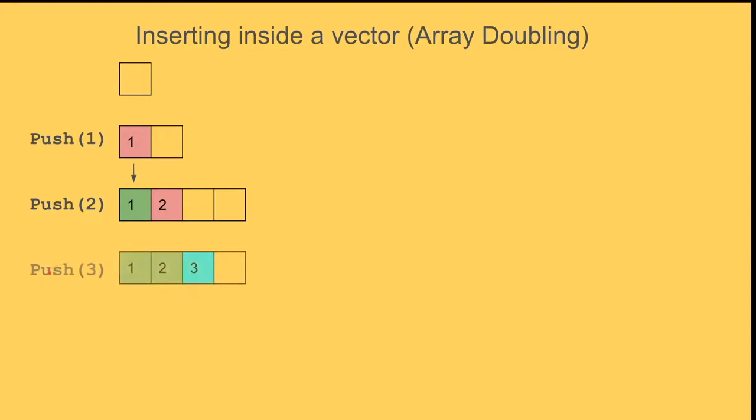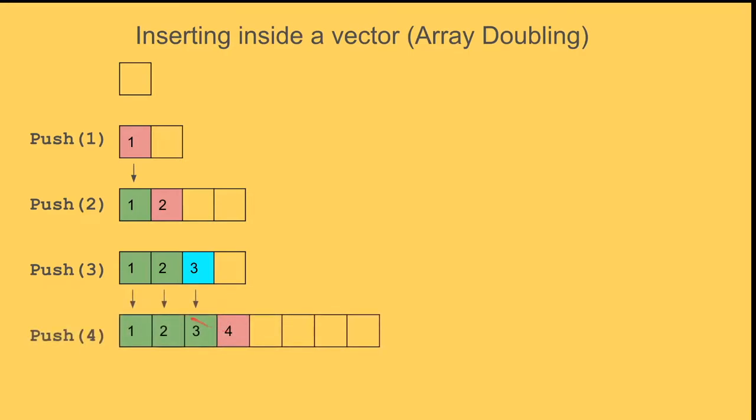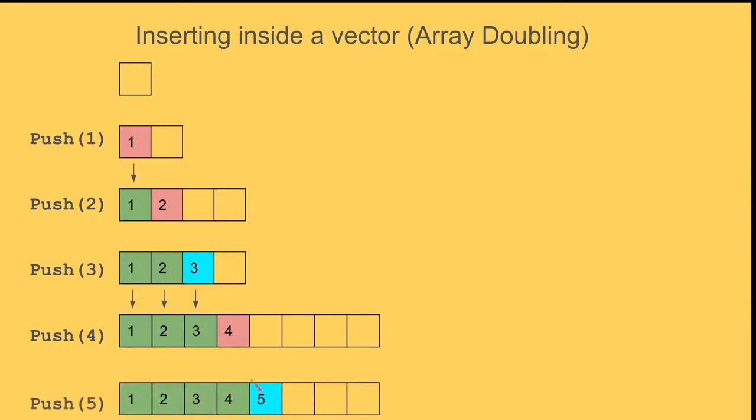For the third value, because I have empty space, I just insert it here without any copying. Now for the fourth item, because I only have one extra room here, I double the size of the array and I copy 1, 2, and 3, and then the fourth item goes here. And I can keep doing this. For the fifth element, I don't need copying. For the sixth element, I don't need copying, and so forth.